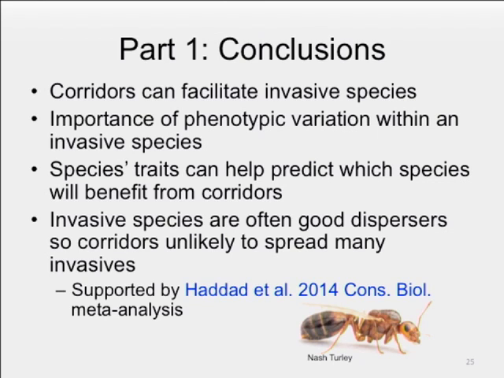So I co-authored a meta-analysis where we looked at the literature on potential negative effects of corridors, including the effects on invasive species. And apart from my study, we didn't find any support of corridors spreading invasive species. So the weight of evidence still supports corridors as conservation tools, I would say.